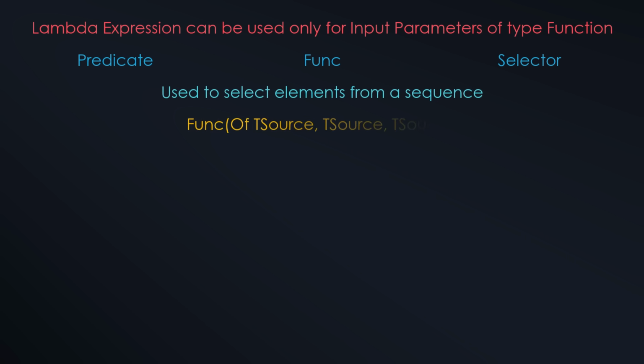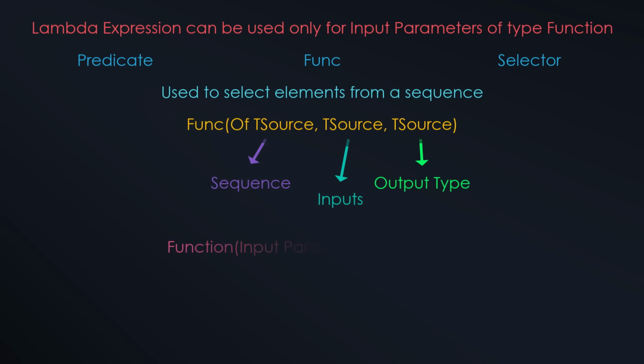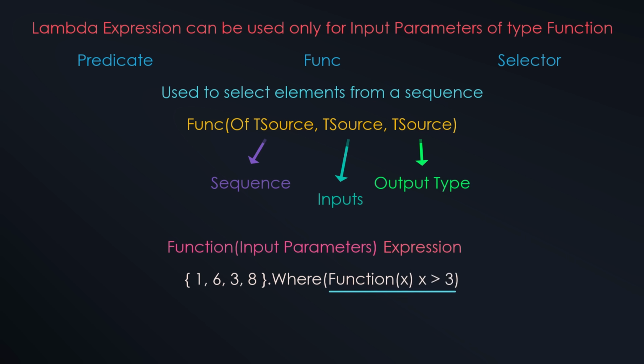The type function has input and output parameters. The first one is always the sequence, from which we want to get the data. The last one is always the type of the output from the expression. All other parameters between the first and last one are also input parameters. Lambda expression consists of two parts, function with input parameters, and an expression. One last important point you have to know about lambda expression is that the expression acts like a foreach loop. For example, the following query. Here the expression works in this way. It iterates through all numbers of the array and checks each number, if it's greater than 3. This means, x represents each number inside the array. That's all about lambda expression.